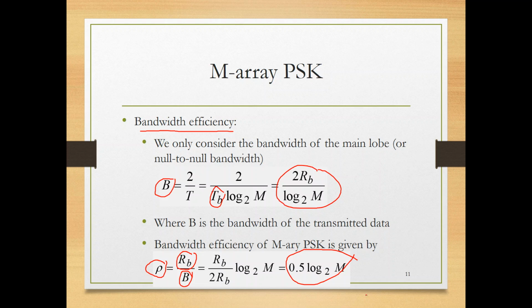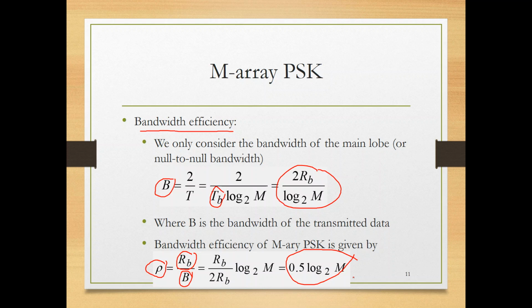Now I can ask, does the bandwidth efficiency increase with M or decrease? The bandwidth efficiency increases with M. As you increase M, you can transmit more bits per symbol. Yes? That's why we are using M-ary phase shift keying, to increase the spectral efficiency of your system. So this is basically M-ary phase shift keying. The same you can apply to M-ary frequency shift keying and M-ary amplitude shift keying.